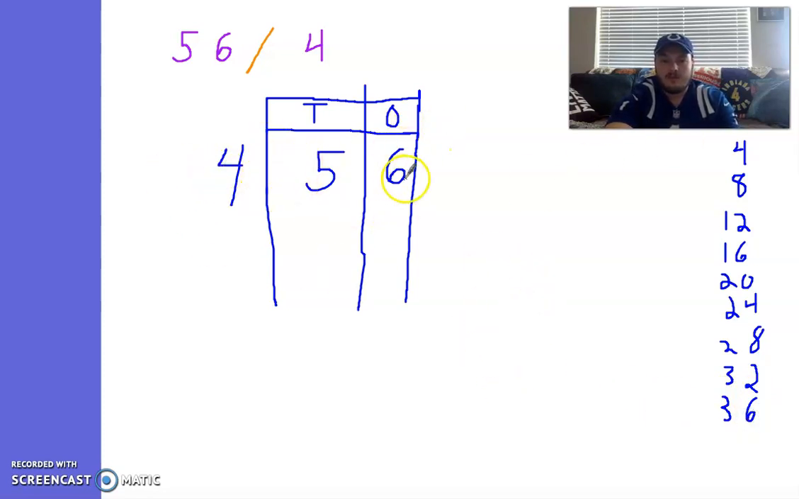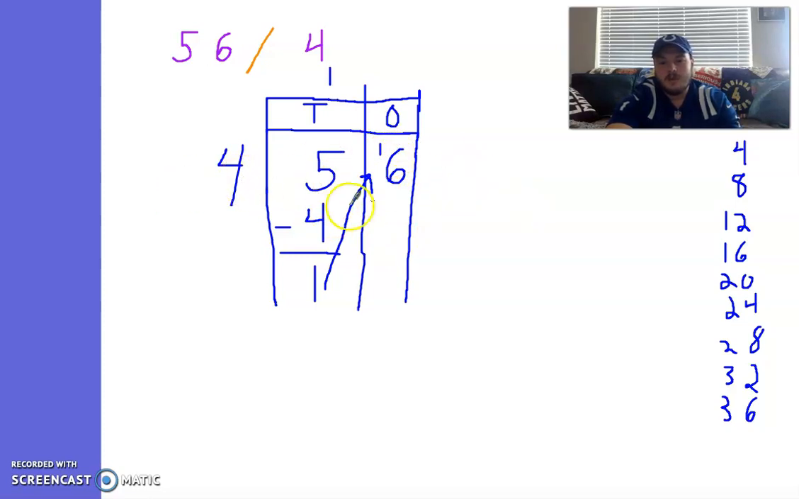How many times can 4 go into 5? Just once. I divided, so I multiply. 1 times 4, which is 4. I subtract. 5 minus 4 is 1. I bring my 1 on up, and I bring it back. So I'm starting back and dividing. So 16 divided by 4.